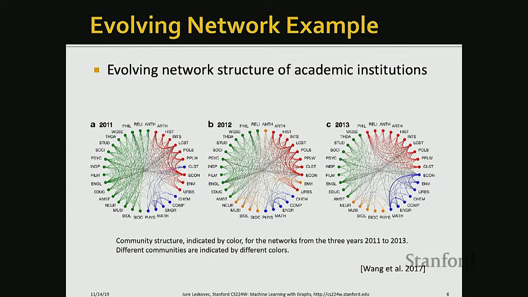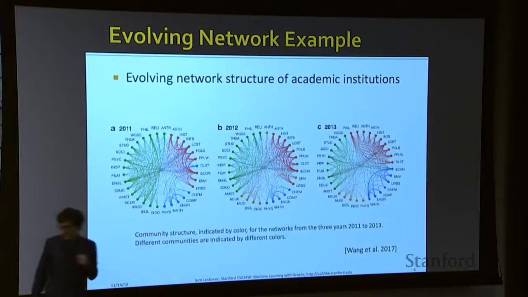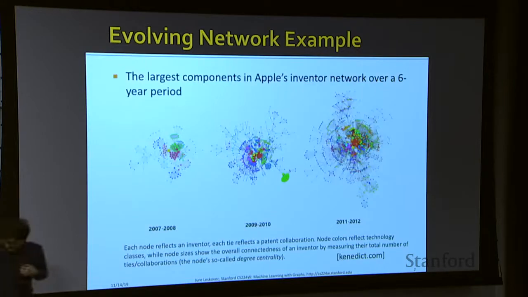And the community structure is indicated by the color, so basically who's strongly collaborating with whom. And again, there is a temporal component between these networks over time. Yet another example of an evolving network, and I have the last one.